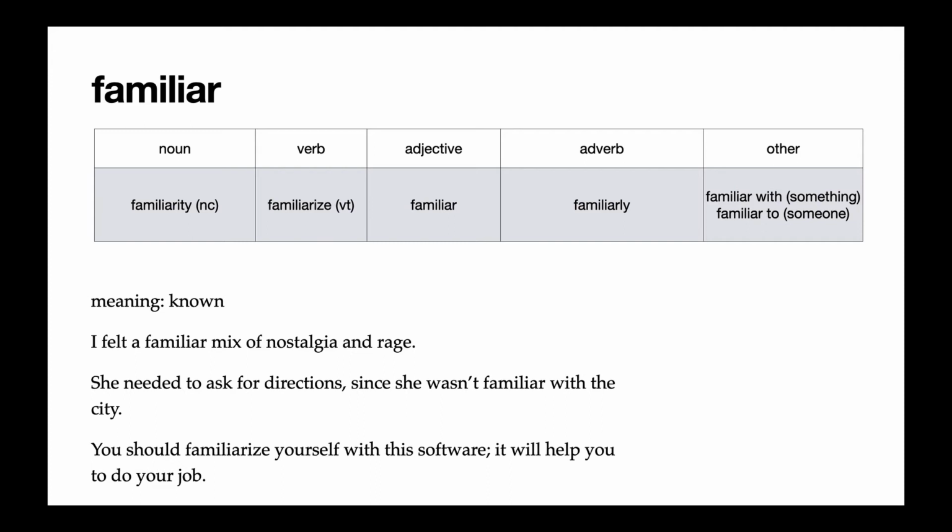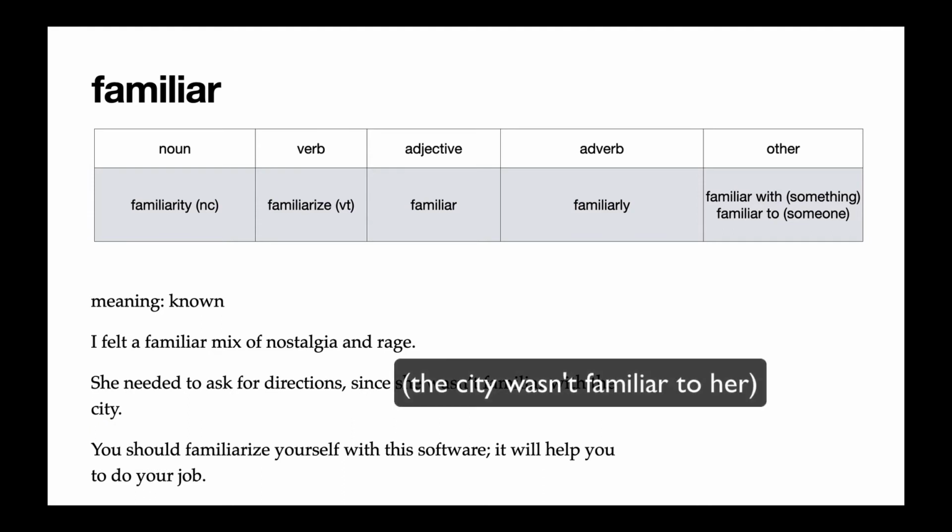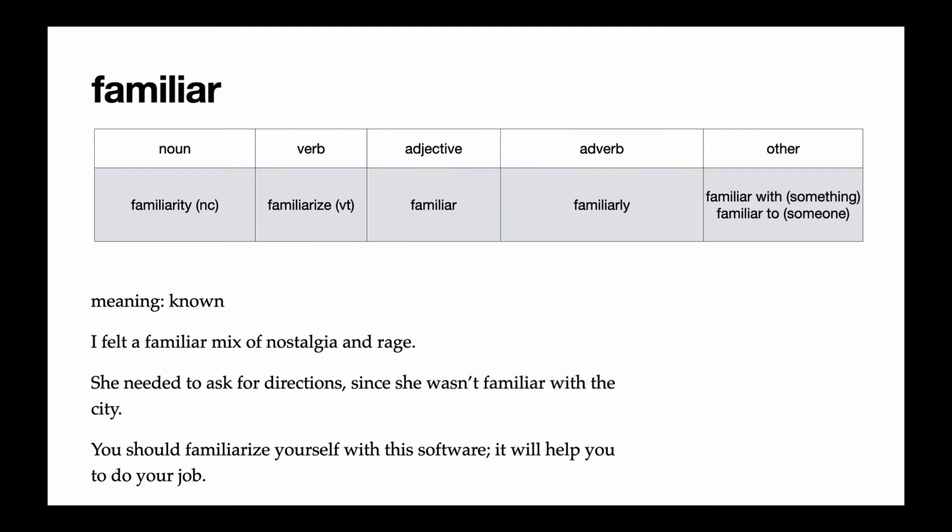And in the last column here, the other column, you'll notice that we use two different prepositions with familiar. You are familiar with something, or something is familiar to you. So we say with when we're talking about the subject and to for the person. So for example, the second one said she needed to ask for directions since she wasn't familiar with the city. Or it could also say she needed to ask for directions because the city wasn't familiar to her. And in the last example, we have the verb form. You should familiarize yourself with the software. It will help you to do your job.